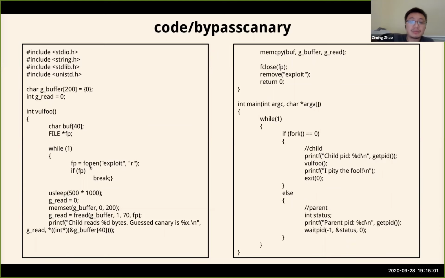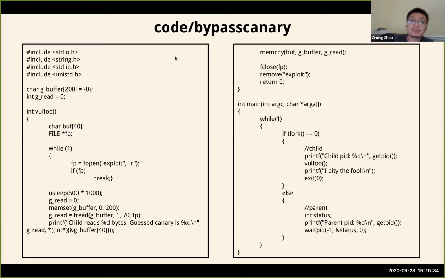It will just keep trying to open this file. Until it opens, it will sleep a little bit, because if we don't sleep, we'll probably not get the data. Anyway, it will read 70 bytes from this file, then put that into the buffer. And that buffer could be overflowed, right? Could be overwritten.